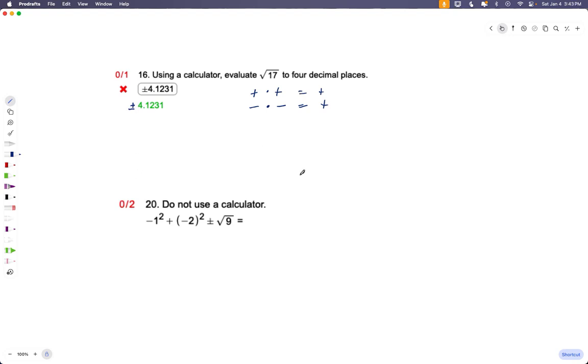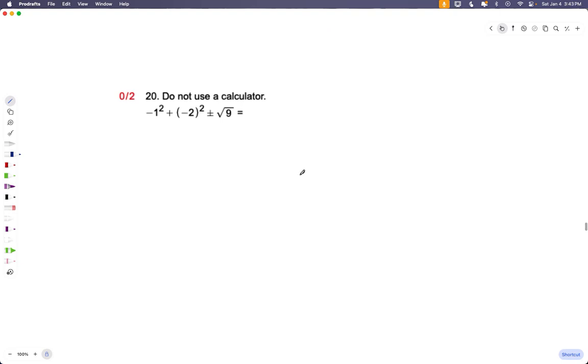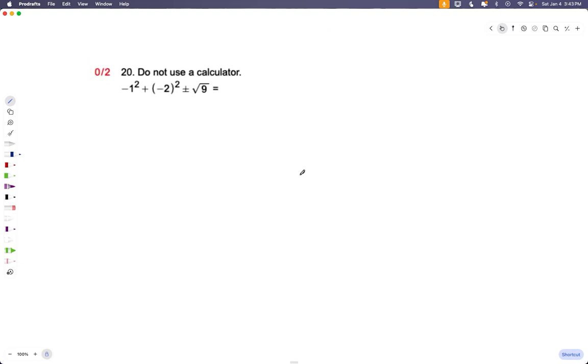It'll mark it correctly. For the second one that you missed, it says do not use a calculator. So we're going to go through this without using a calculator. So we have negative 1 squared, right? And we know that 1 times 1 is 1. So this just remains a negative 1. Plus, we have a negative 2 squared. So we've got a positive 4 because a negative times a negative is a positive 4, right?